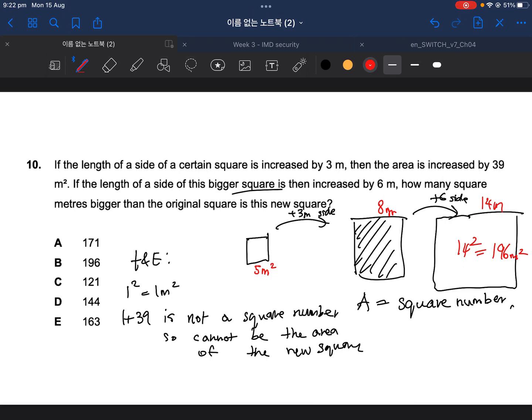Now, what's the question asking for? How many square meters bigger than the original square is this new square? The new square is 196. So 196 minus, how much was the original one? The side was 5, so the area was 25, because 5 by 5 is 25. So the answer is 171 square meters, which is A.